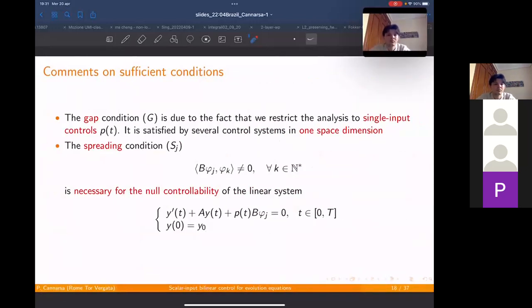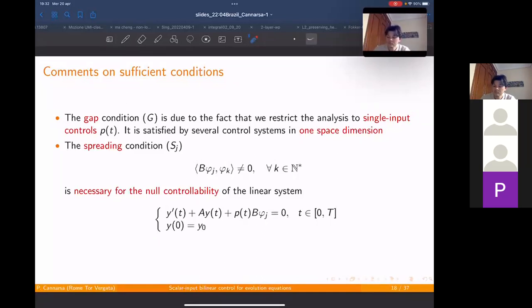Comments. So the nonlinear result, as I explained, relies on this assumption, J null controllability. J null controllability is ensured, for example, by this sufficient condition that we have just seen, but it could be ensured in different ways. Comments on these two conditions. The gap condition, well, is quite restrictive. Essentially, the PDE models you can treat are one-dimensional in space, and other similar cases.